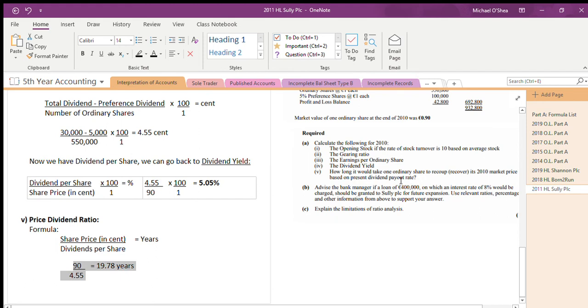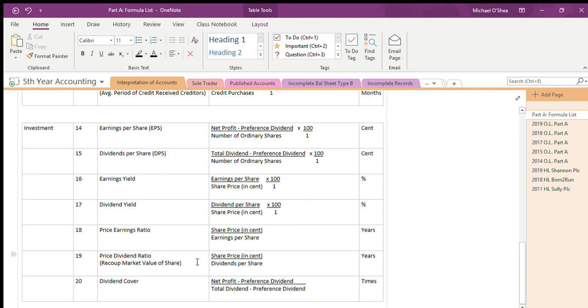So again, they ask us in a roundabout way, and to be honest, usually the most difficult part of this is just being able to identify what formula to use, and obviously you need to learn the formulas off. So how long will it take to recoup one ordinary share based on present dividend payout rate? This is my price dividend ratio, share price divided by dividends per share, and your price dividend ratio is the recouping of the market value of a share. It's the same thing, I just put it in here in brackets after it, but later on in the question you'll have to call it its price dividend ratio.